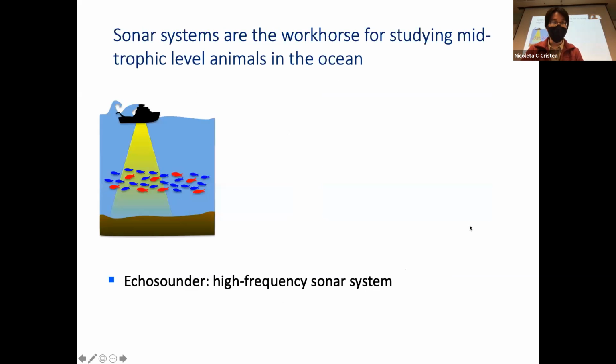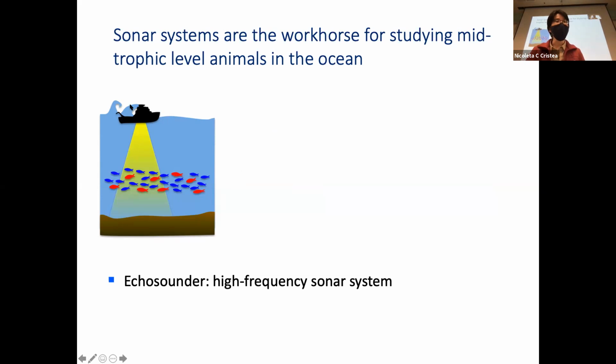So here we go. All right. Sonar systems are the workhorse for studying marine ecosystems or mid-trophic level animals in the ocean. You are going to hear me saying sonar systems and echosounders somewhat interchangeably in this talk. Echosounders, some of you might have heard of, or fish finders that people use on the boat, are high frequency sonar systems that have been made spatialized to observe fish and zooplankton, right?